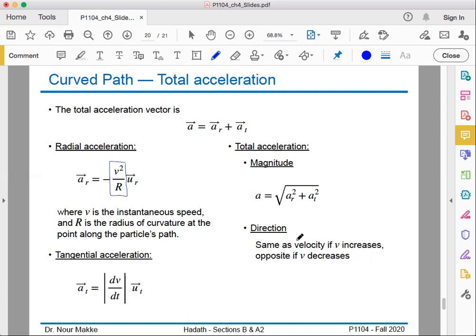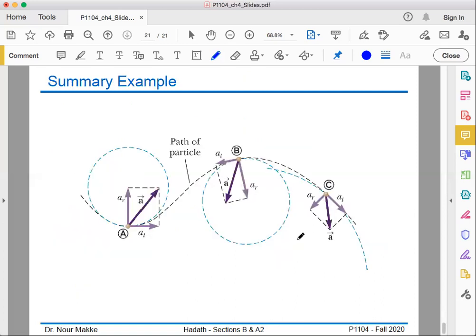So the direction of the acceleration would be the same as the direction of the velocity if the speed, so the magnitude of the velocity, is increasing, and it would be in the opposite direction with respect to velocity if the magnitude of the velocity is decreasing. So let's see here a more concrete example, which is a summary example.